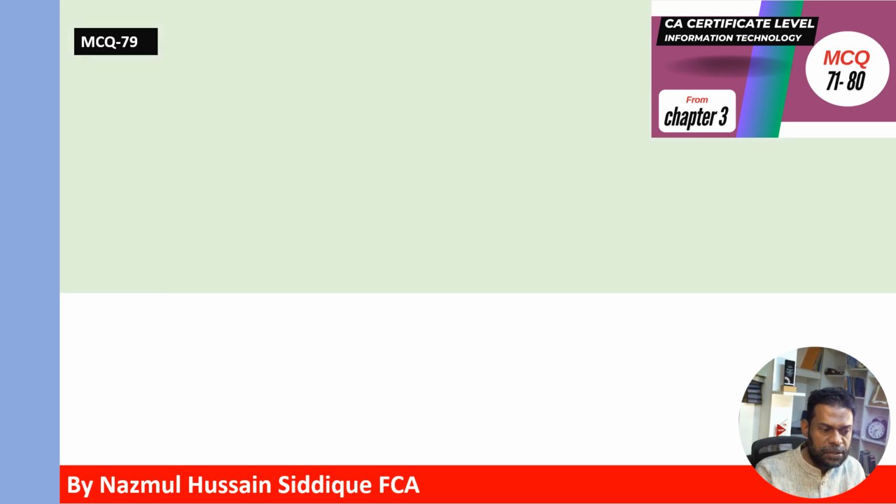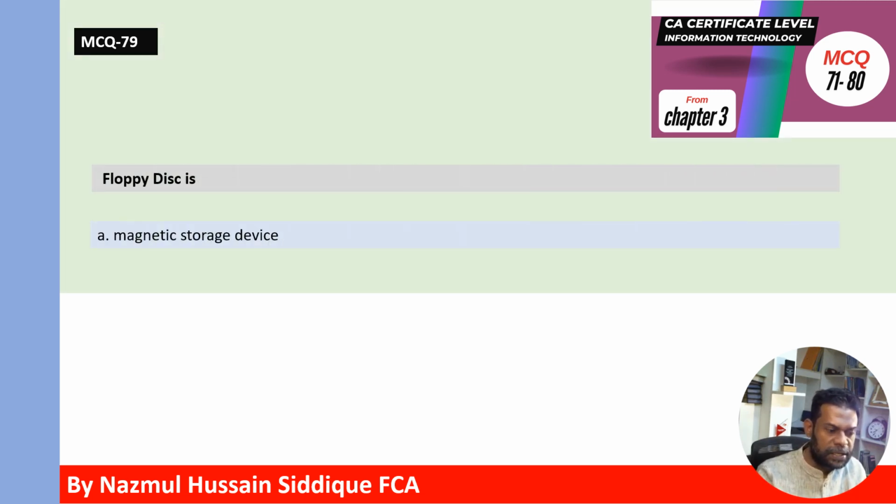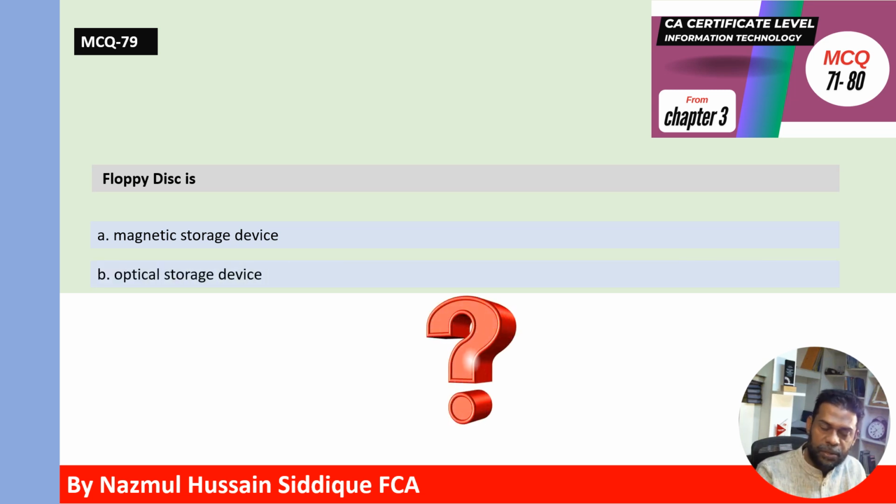Next question 79. Floppy disk is magnetic storage device or optical storage device. Which one is the correct answer? The correct answer is A. Floppy disk is a magnetic storage device.